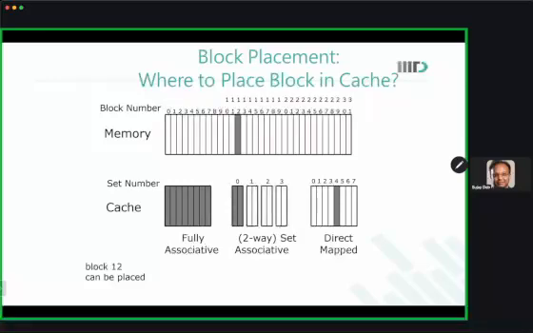If we have a direct mapping of this block 12 to a particular slot in our cache, then we call it a direct map cache. Right? So block number 12, if it maps directly to a particular slot in my cache, then we call it a direct map cache. And they have their advantages and disadvantages.